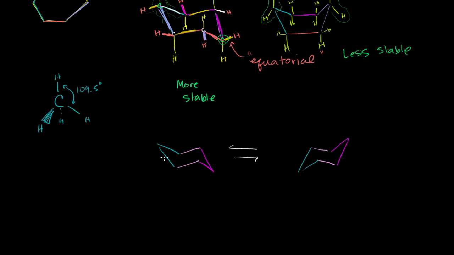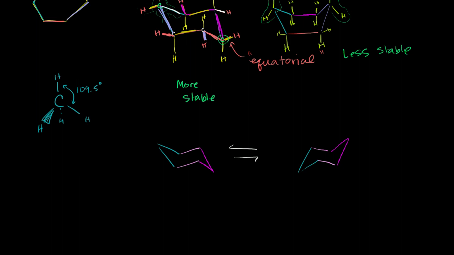So notice, in this situation, this carbon up here is kind of at the top of the chair, and this carbon is at the bottom. And then they've flipped, but these are equally stable configurations. But one thing to think about is all of the axial guys on this carbon here turned into equatorial on this carbon, and vice versa on the two. Let me show it to you.